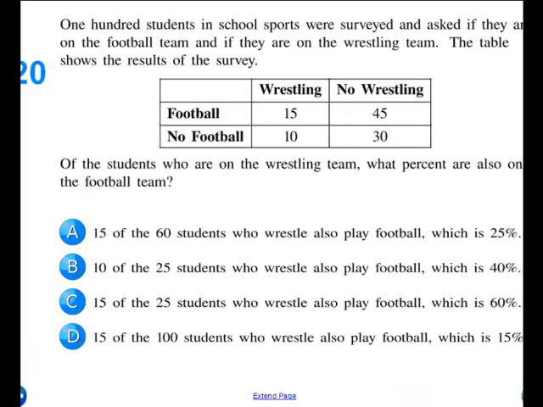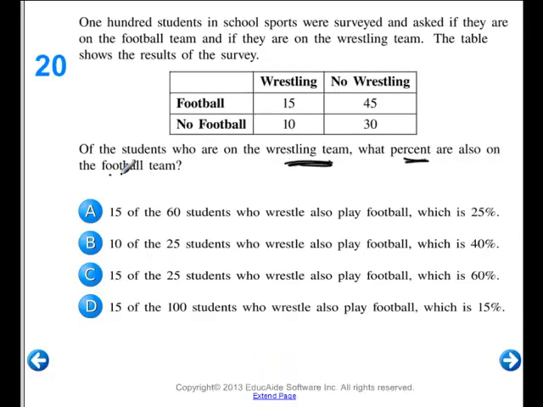100 students in school sports were surveyed and asked if they are on the football team and if they are on the wrestling team. So here we're doing football and wrestling. The table shows the results of the survey. Of the students who are on the wrestling team, what percent are also on the football team? Well, let's go ahead and figure out our totals this time.